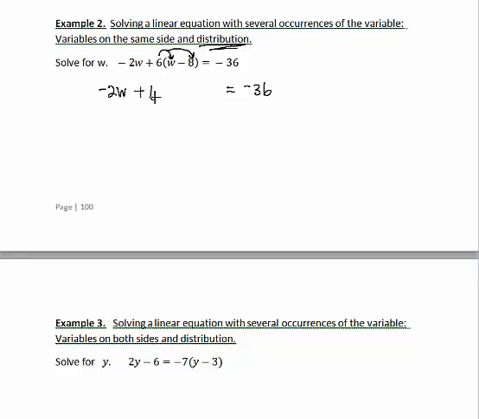6 times w is 6 with the w beside it. And 6 times a negative 8 is a negative 48. Once you multiply everything inside the parentheses by the number on the outside, in this case the 6, we no longer need the parentheses anymore. So I would recommend not writing those on this next line at all. Alright.